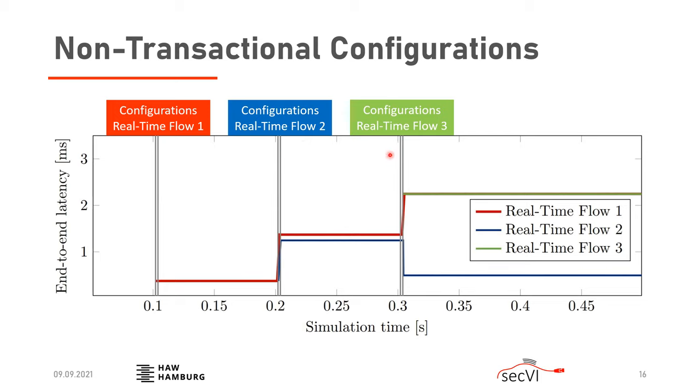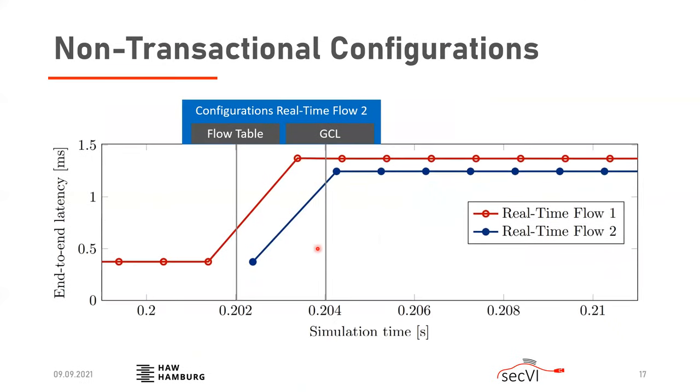So as we can see, after we installed the first flow, we have a constant latency. And right after we installed the second flow, the latency increases drastically. And when we install the third flow, it increases even further. To understand why this is happening, we will take a more detailed look into this diagram. So this is basically just a zoomed in version of the first diagram.